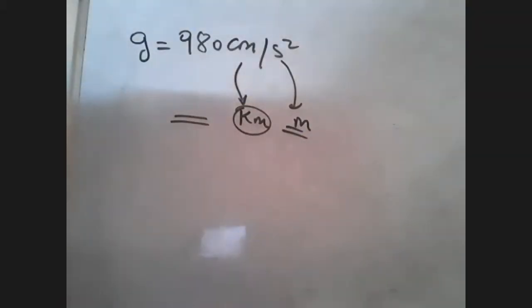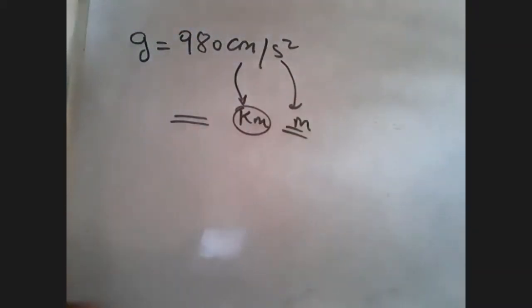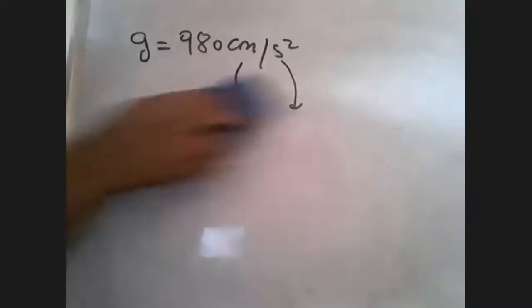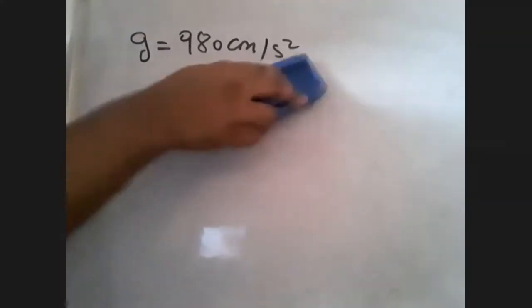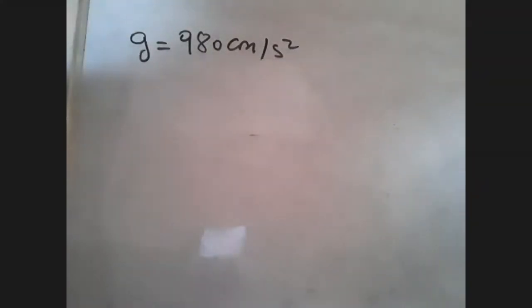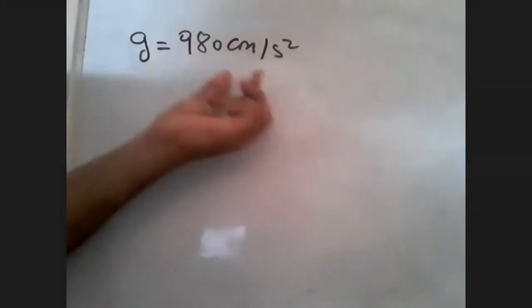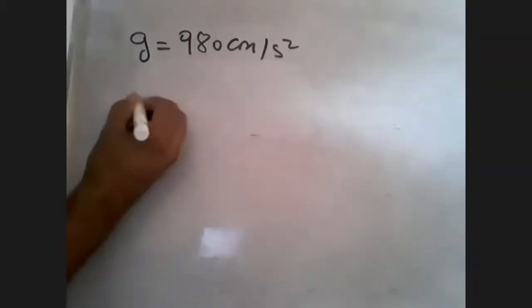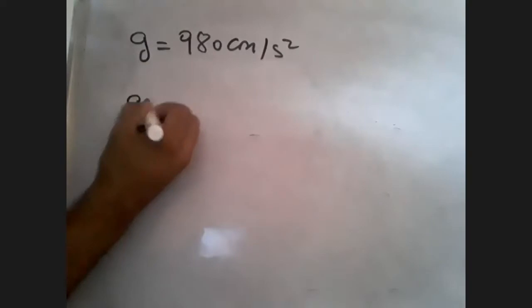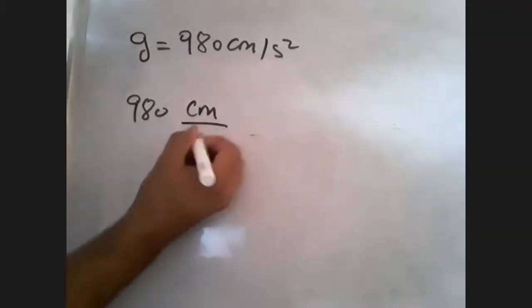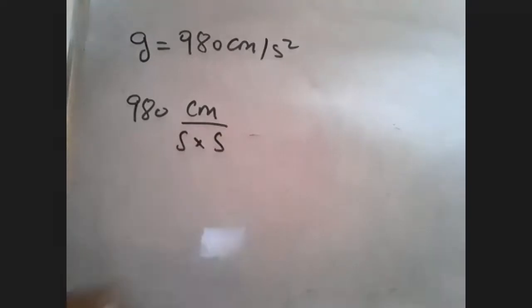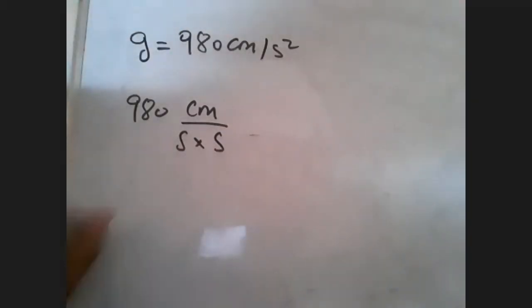So how will I approach this sum? Simple. Look here. g is equal to 980 centimeter upon second square. Just write that properly: 980 centimeter upon second square, which can be written as s into s. Yes, there's no problem with that. Now what you have to do is convert second to minute.